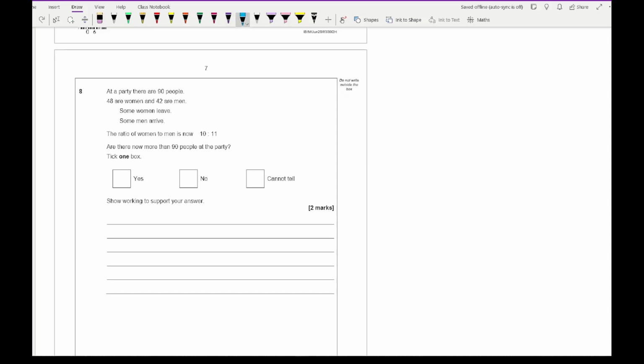Now in terms of how we do this, the important bits of information is that there are originally 48 women and 42 men. Some women leave and some men arrive. So what we want is we need less than 48 women, and we need more than 42 men. So if we look at the ratio, women to men, we've got 10 to 11. Now all I need to do is write equivalent ratios to 10 to 11, because obviously when you've got people you can't have decimals, so they've always got to be integers.